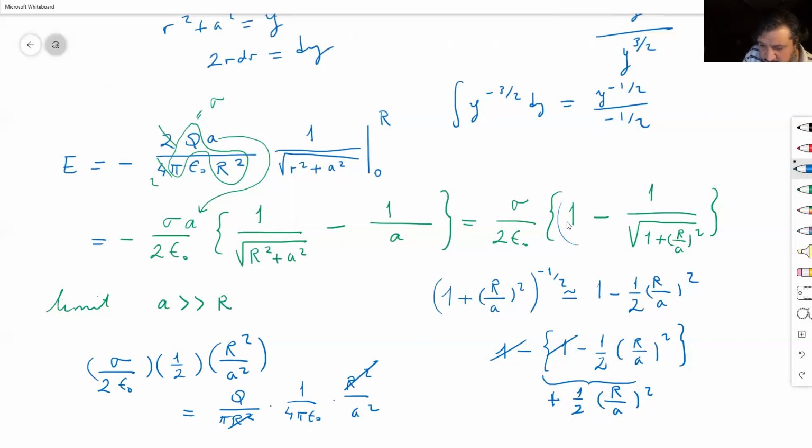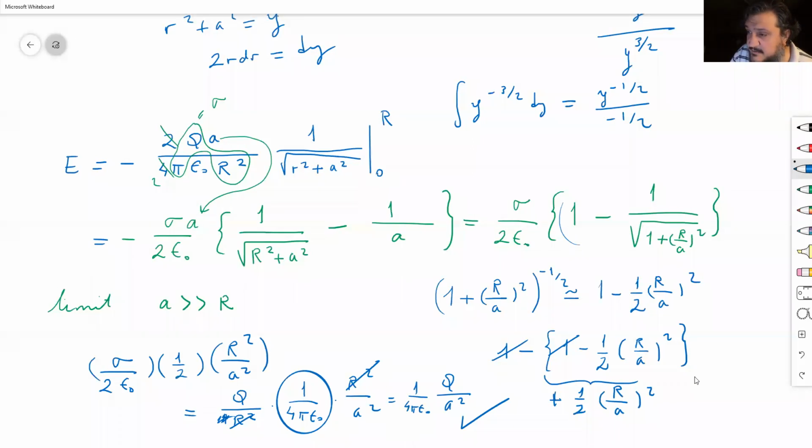I already used pi here. This is the K, the electric constant, then Q over A squared times the electric constant: 1 over 4 pi epsilon 0, or Coulomb's constant, Q over A squared. That's what I expected, right? If I'm really far away from the disk, it looks like a point particle. That's the first limit. What about the second limit?